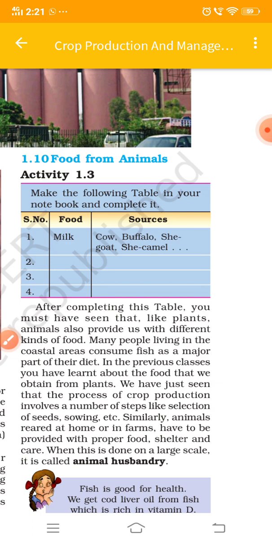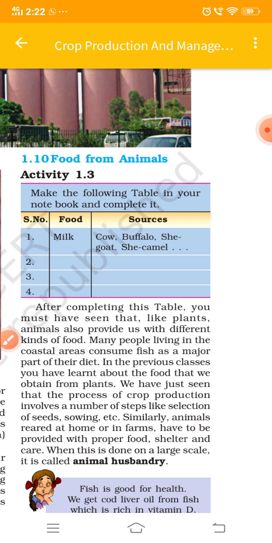After completing this table, you must have seen that plants and animals also provide us different kinds of food. Many people living in coastal areas consume fish as a major part of their diet. Yeah, in coastal regions, mostly in Goa, Mumbai, and also mostly in the southern part of India, such as Kerala, Karnataka, Tamil Nadu, Pondicherry. Mostly they eat rice and fish curry. Many people living in coastal areas consume fish as a major part of their diet.